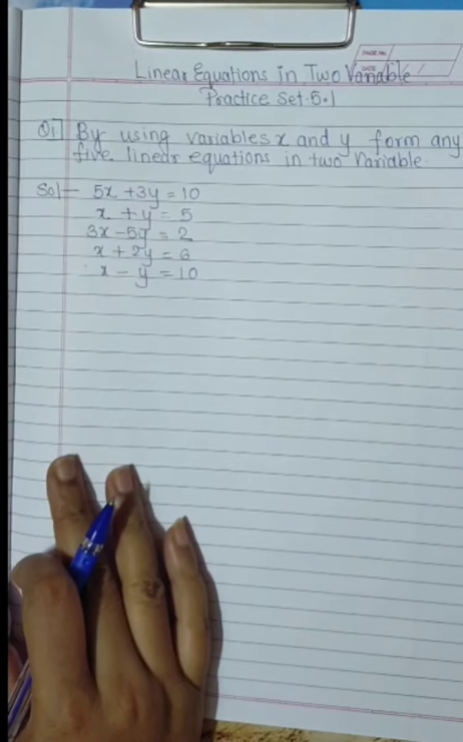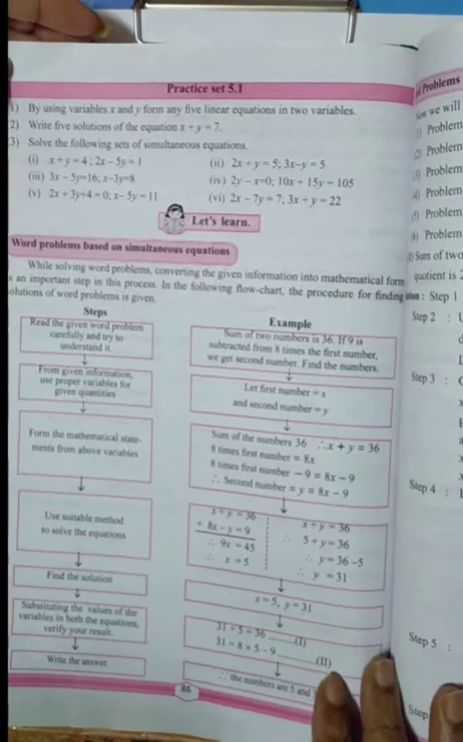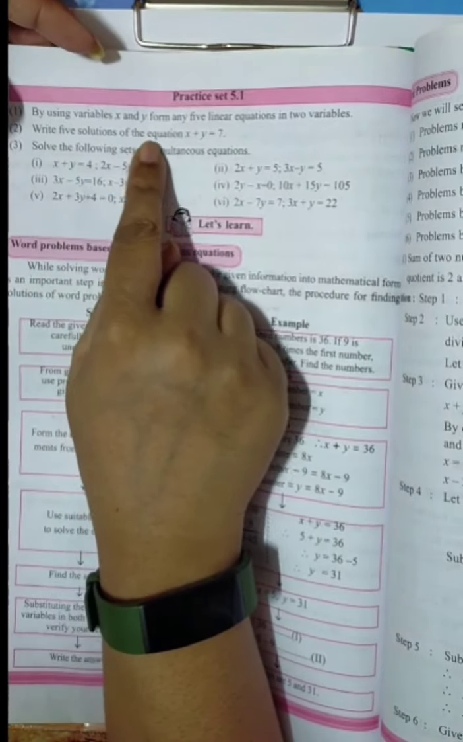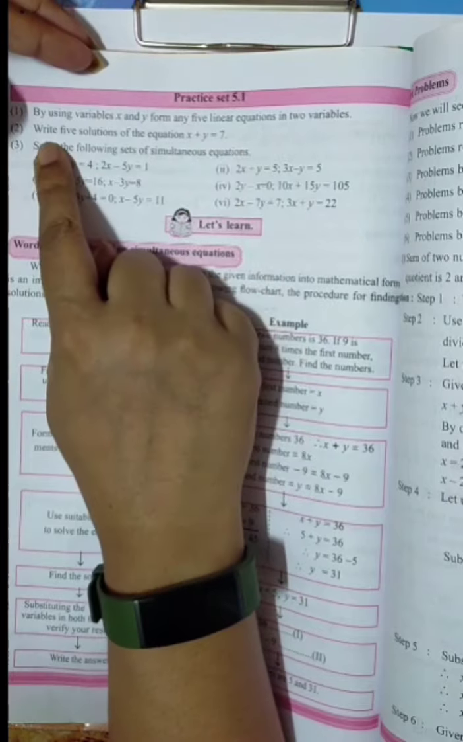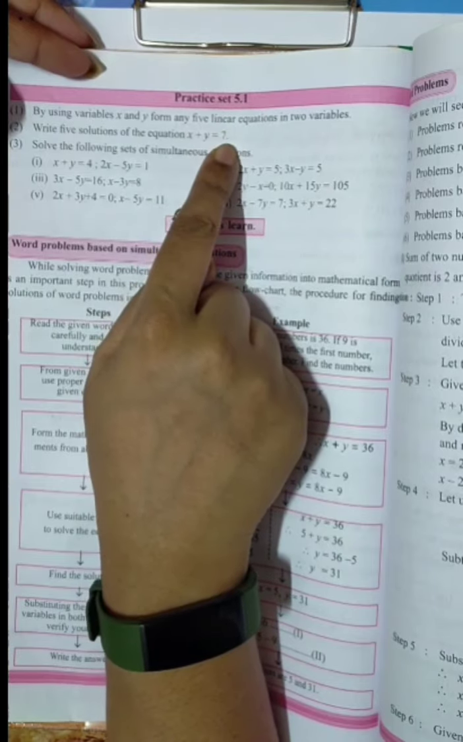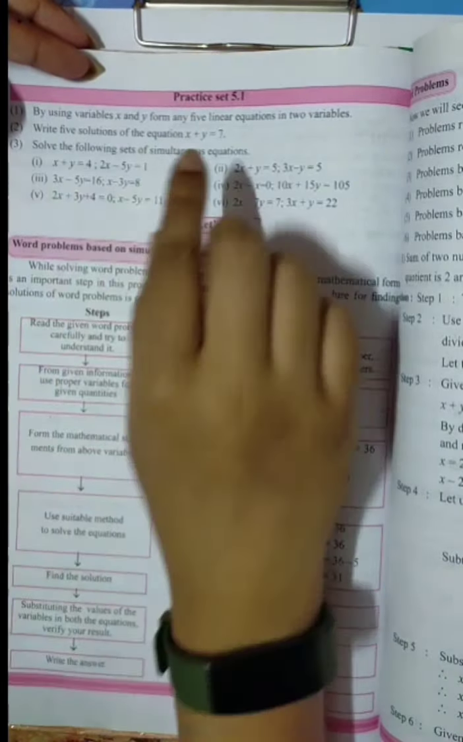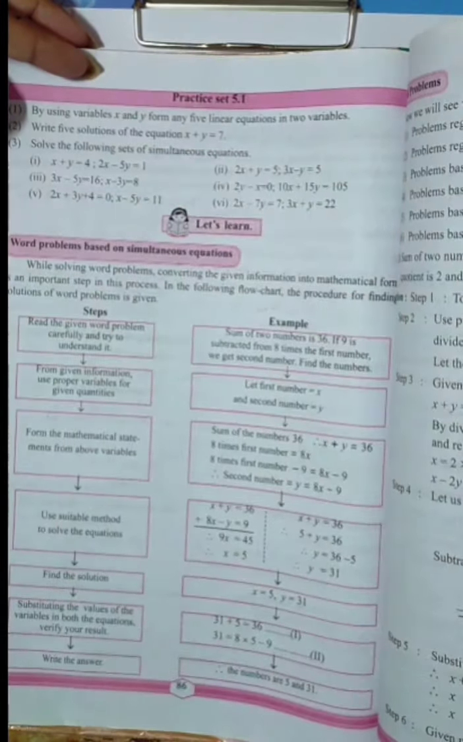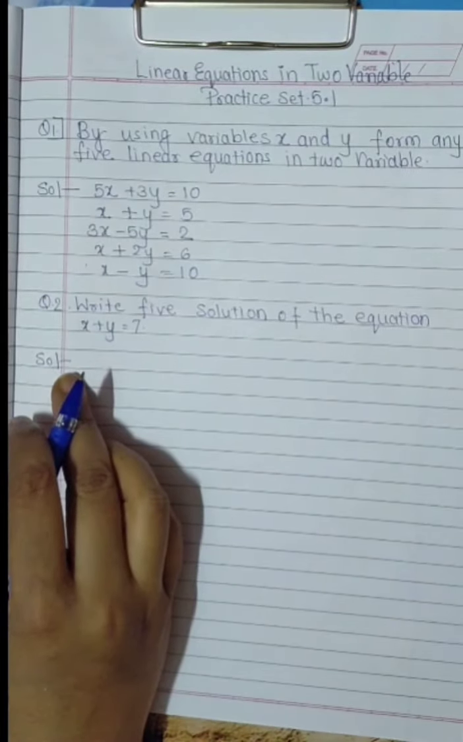Now we are going to solve question number 2. Question number 2 is: write 5 solutions of the equation x plus y equal to 7. So we have to write 5 solutions of the equation x plus y equal to 7, meaning two variables whose sum is 7. So I will start the solution of question number 2.